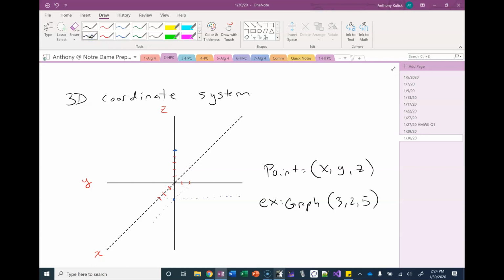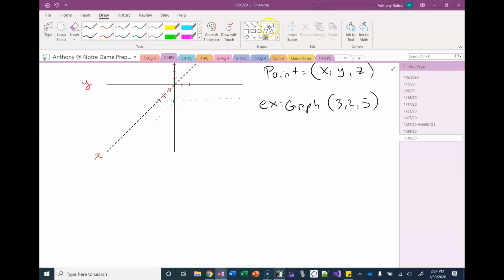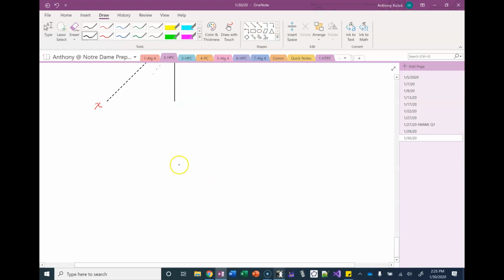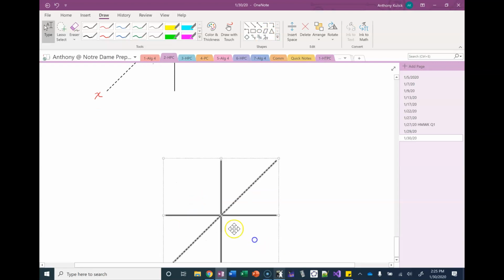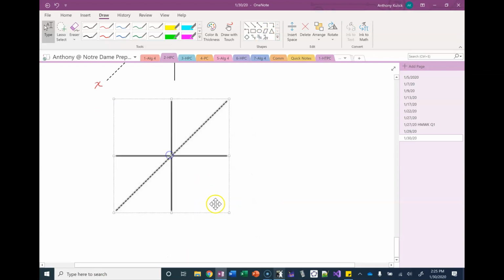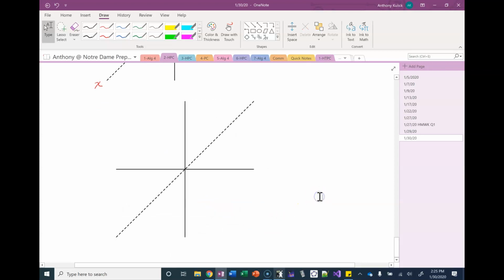Let's try another one. I'm just going to change this number to a 4 to make it a little bit clearer what's going on here. Well, let's just keep that the way it is. I'll just make a new set. So let's say we want 2, 4, 5.